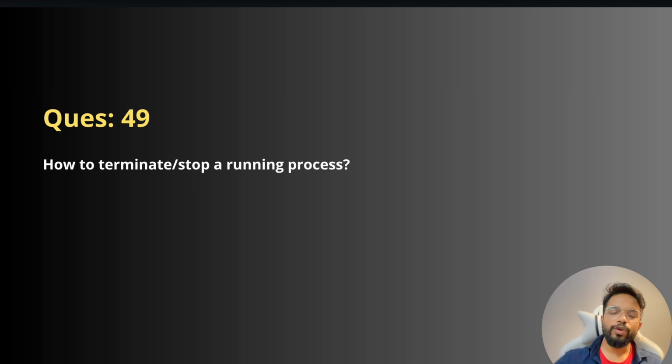How to terminate or stop a running process? Once you have started your application, you may need to stop it also. For that purpose, you can use the kill command, and after that you have to provide the PID, the unique ID associated with your process. It will kill, terminate or stop your process or application.